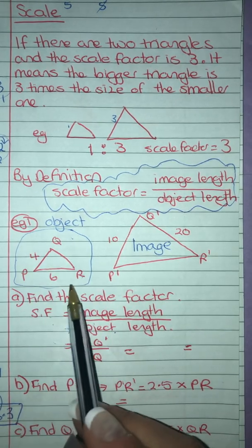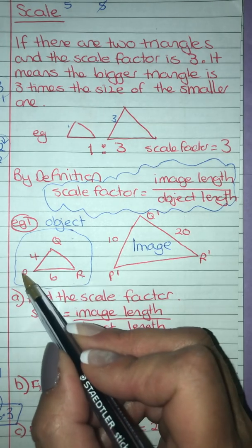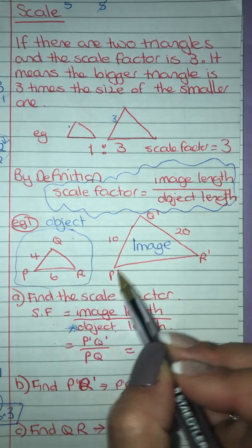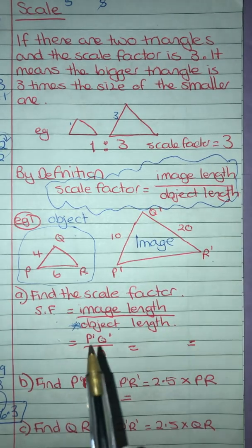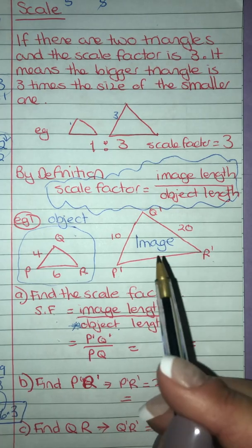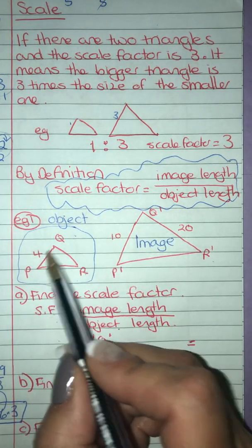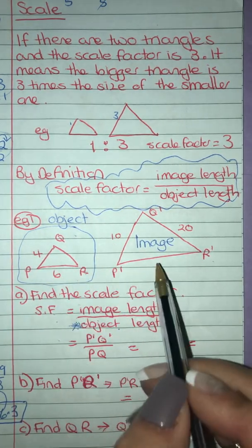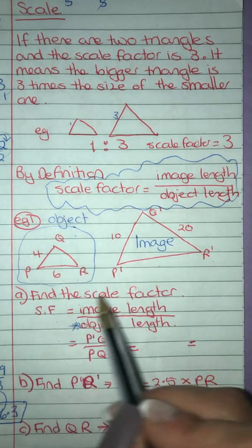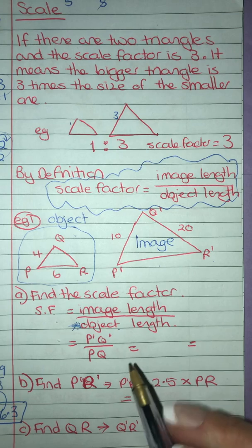This is the original. And you can see here I've got PQR. Now, that becomes P dash Q dash R dash, which means it's the same, but it's blown up by some amount. And this is 4 to 10, 6 to something, something to 20. And we want to work out what the scale factor is.